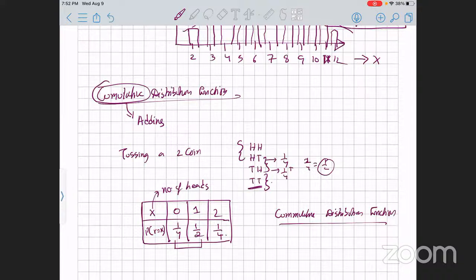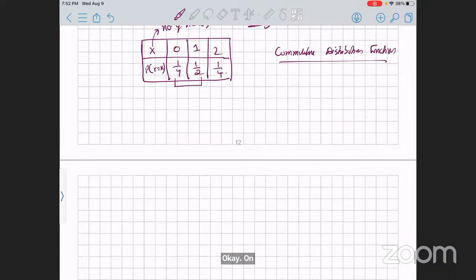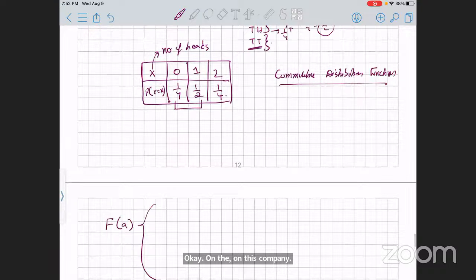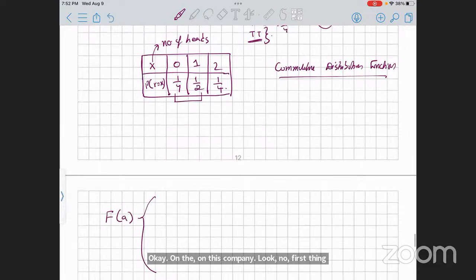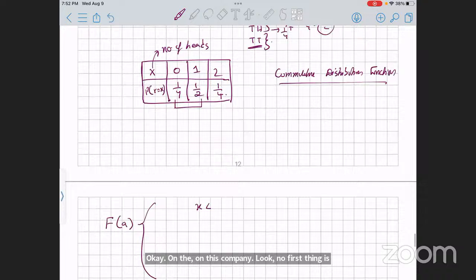Okay, now listen carefully. F of A, capital F of A, is equal to... look, the first thing is from 0 to 1. If X is less than 0, the probability is 0. Agree? Agree, sir. Yes, sir.